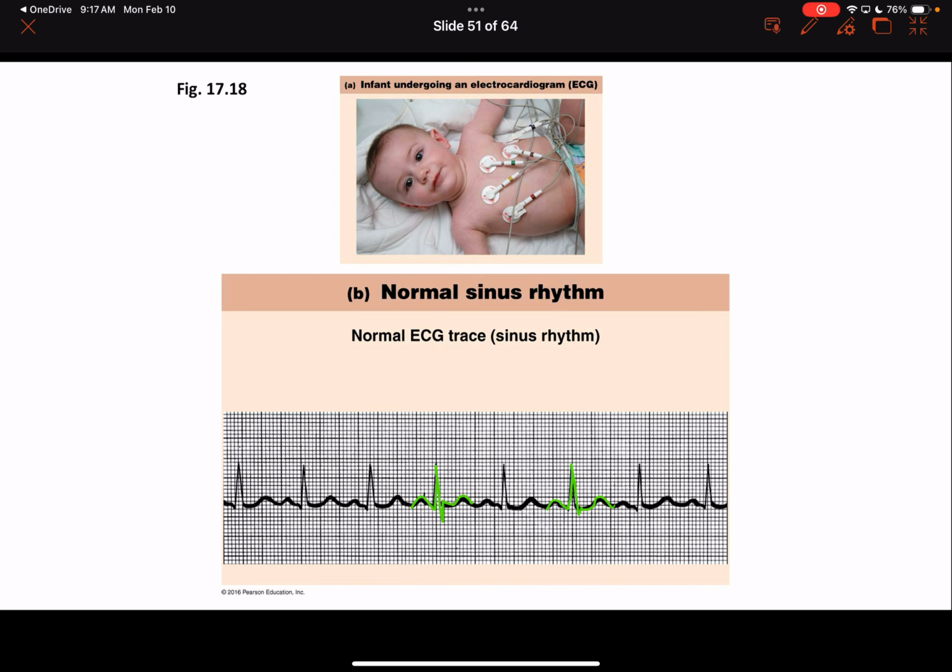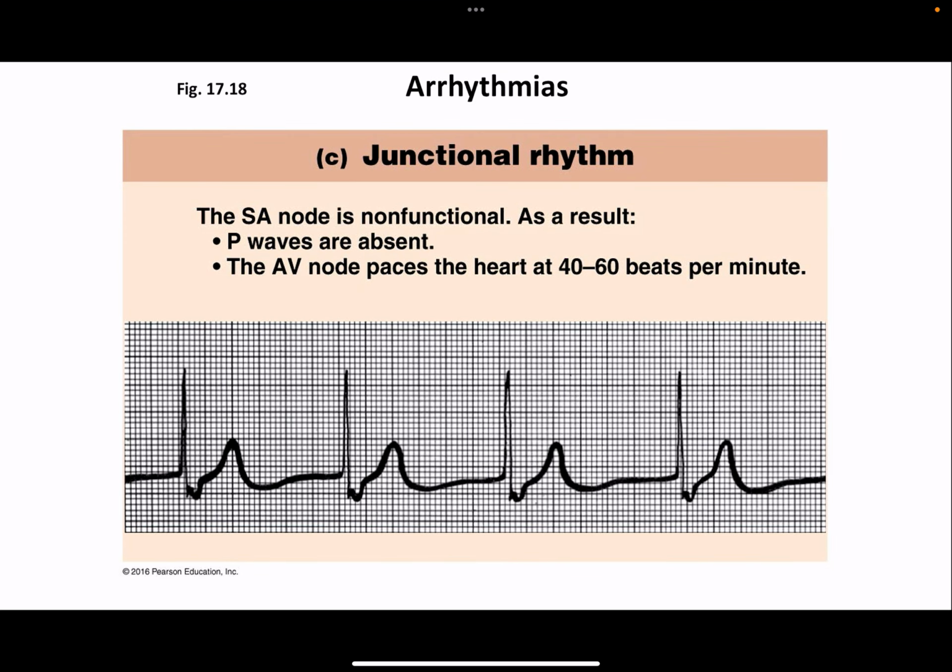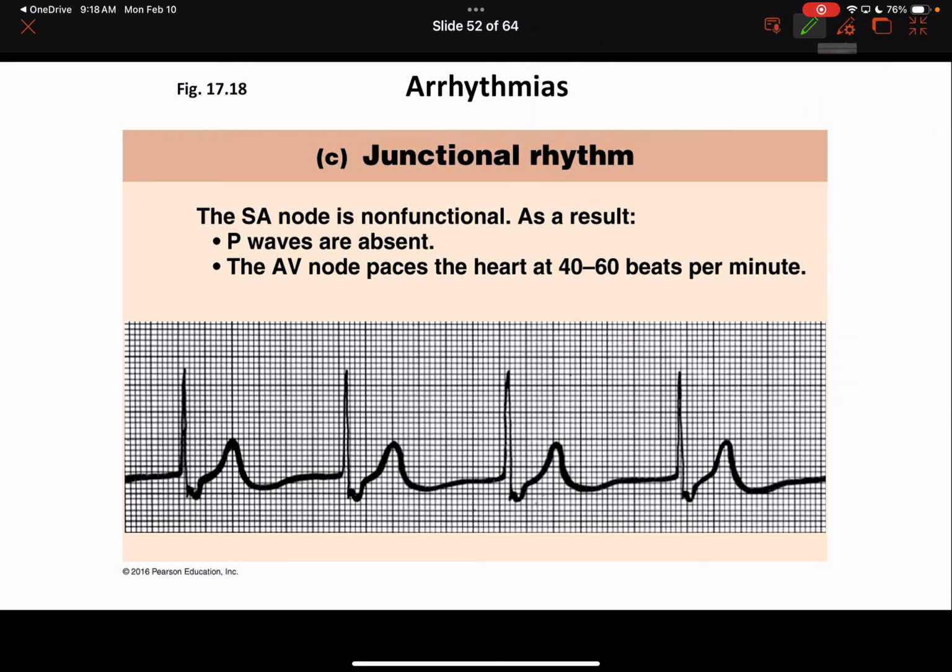The next one is a junctional rhythm. So with this one, there is no P wave. All you see is the QRS complex and then a large T wave. QRS complex and then a large T wave. So you're not seeing any P wave at all. So with a junctional rhythm, the SA node is non-functional, and as a result, there are no P waves.